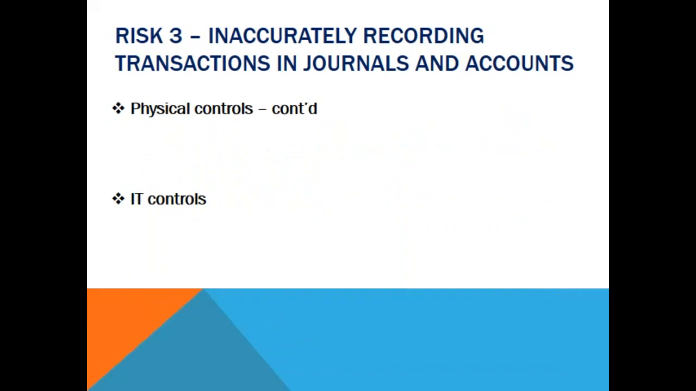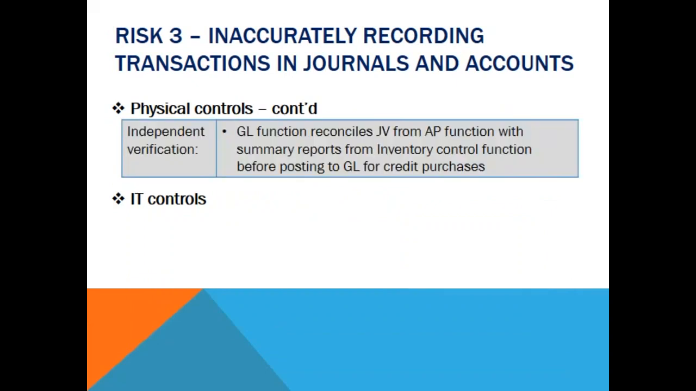Another important physical control is independent verification. The objective of independent verification is to verify the accuracy and completeness of tasks performed by other functions in the process. For example, the GL function reconciles journal vouchers from AP function with summary reports from inventory control before posting to the GL for credit purchases.